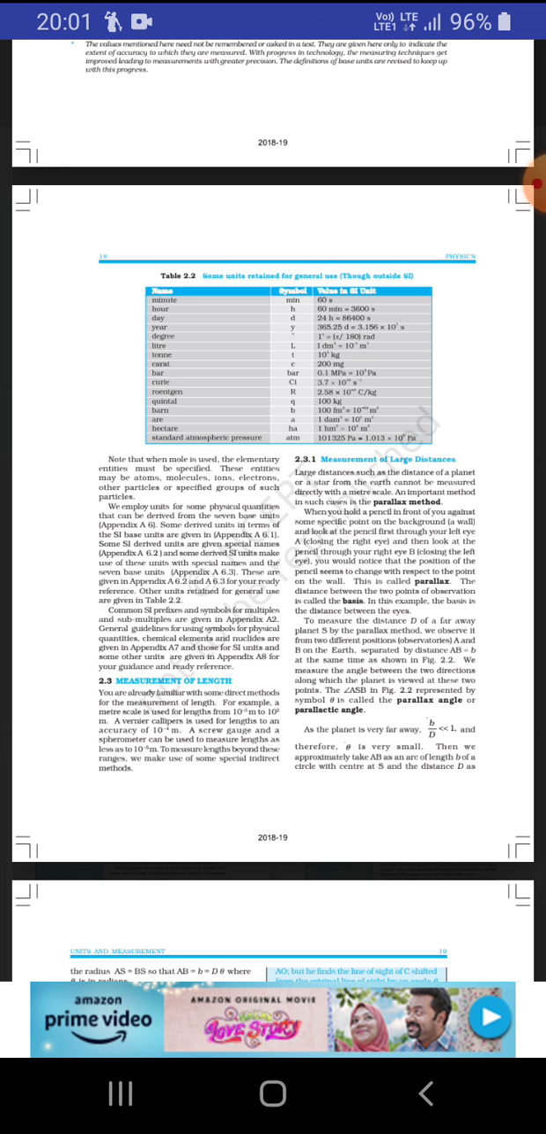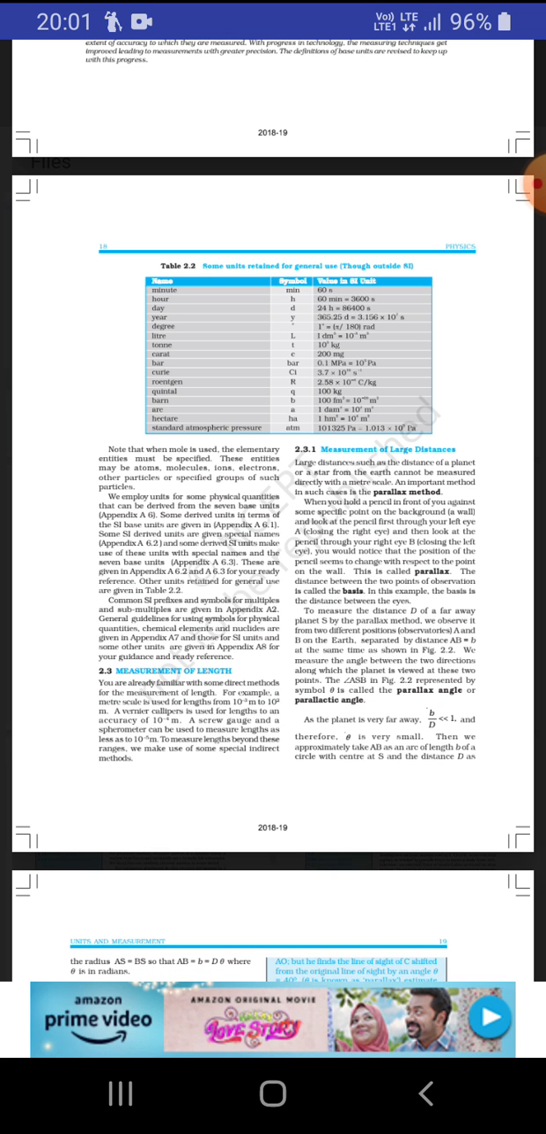Now, the measurement of length. You are already familiar with different methods of measurement of length. For example, with a meter scale we can measure from 10 to the power minus 3 meter to 10 to the power 2 meter, and many other methods are given. As you all know, you learned measurement of length in your lower classes, and also measurement of large distances, such as the distance of a planet.